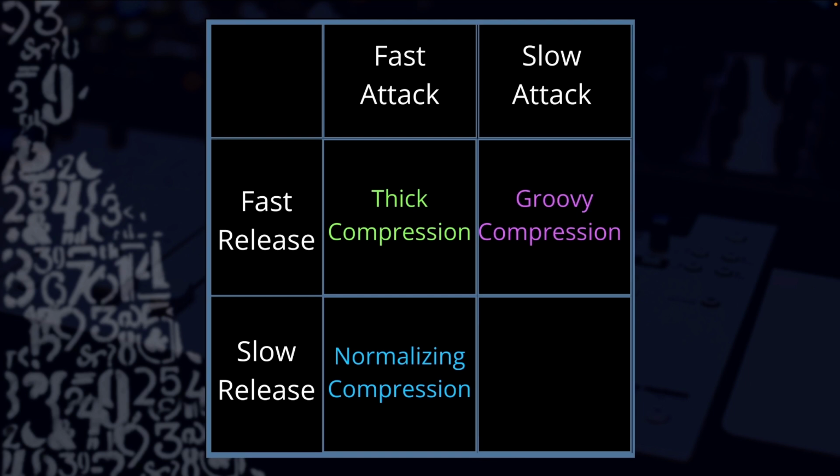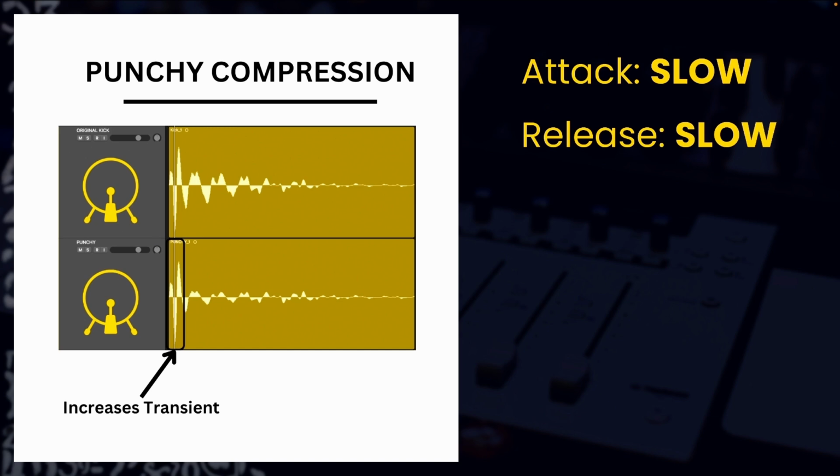The last style of compression, as you can probably guess, is a slow attack and also a slow release, which gives us punchy style compression. We're avoiding compressing that transient right away, and then we decrease the tail. So as you can look at just the tail, the transient looks like it doesn't change, but then you look at the tail and it's really squished down in comparison to the transient, so this creates a very punchy feeling signal when we run our tracks through this particular style of compression.